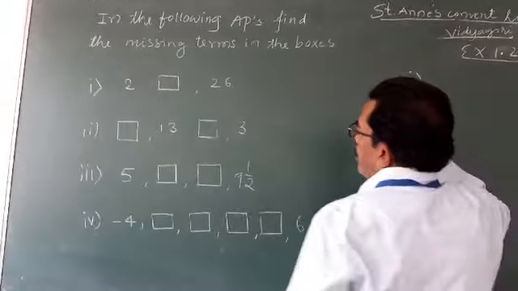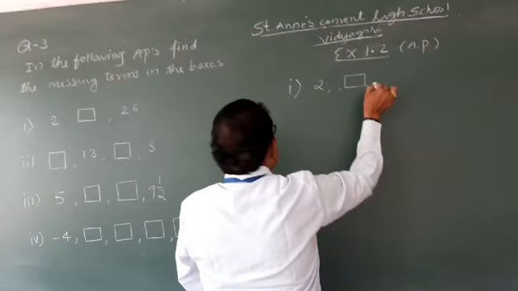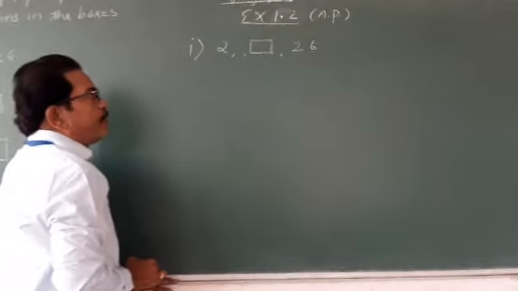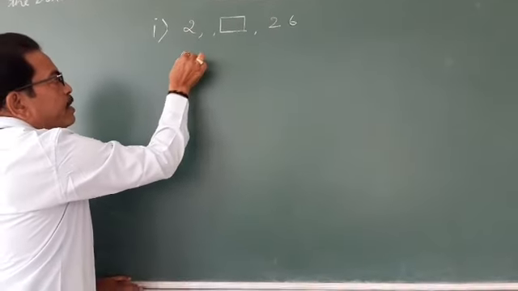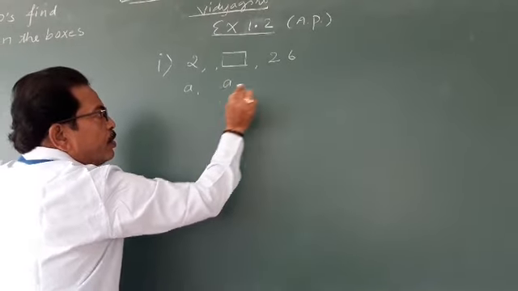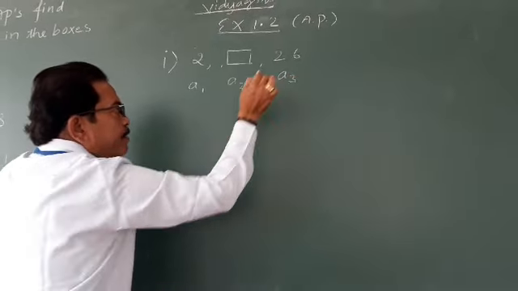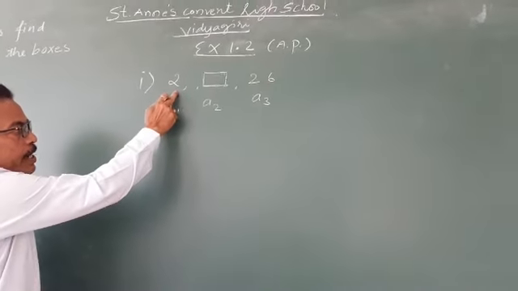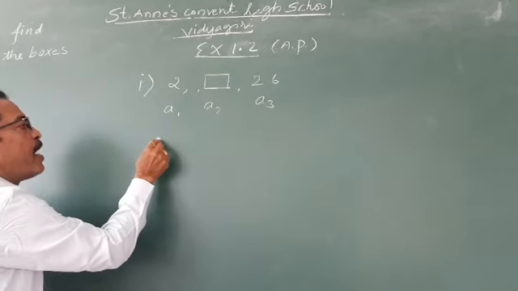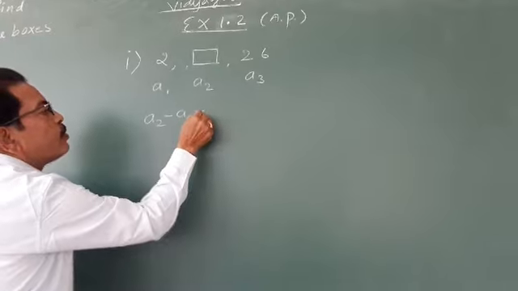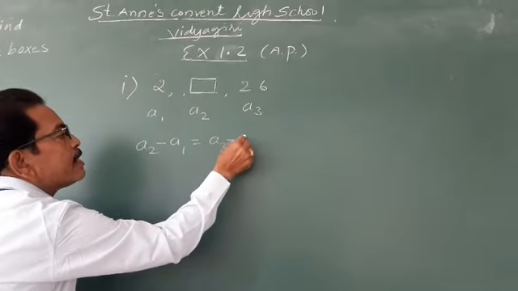2, missing term, and 26. Here 2 represents A1, this missing term represents A2, and this one is A3. We know that if the terms are in AP, they should satisfy the condition: A2 minus A1 equals A3 minus A2.